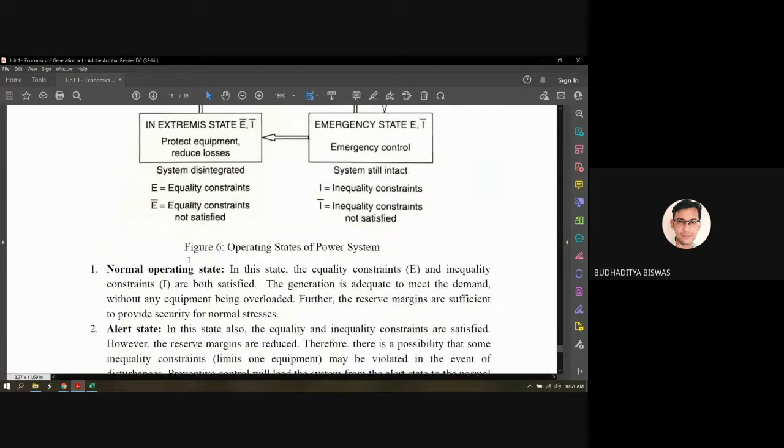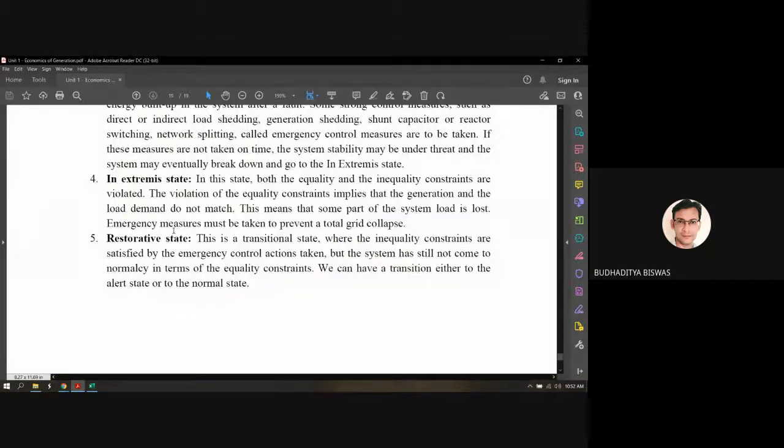Okay. The explanation of the states is also there in these paragraphs.